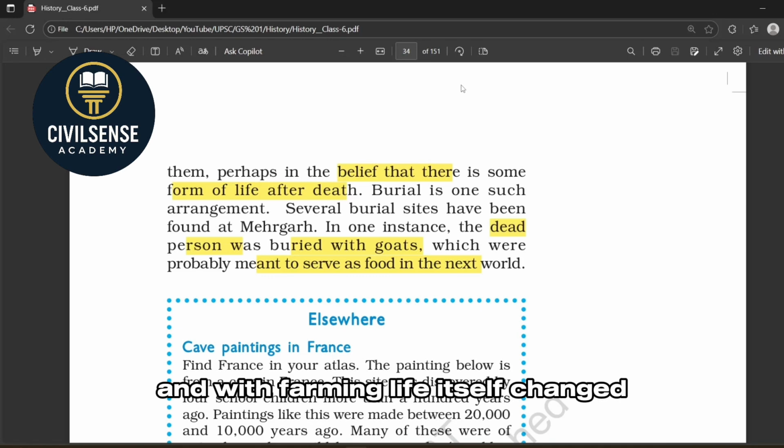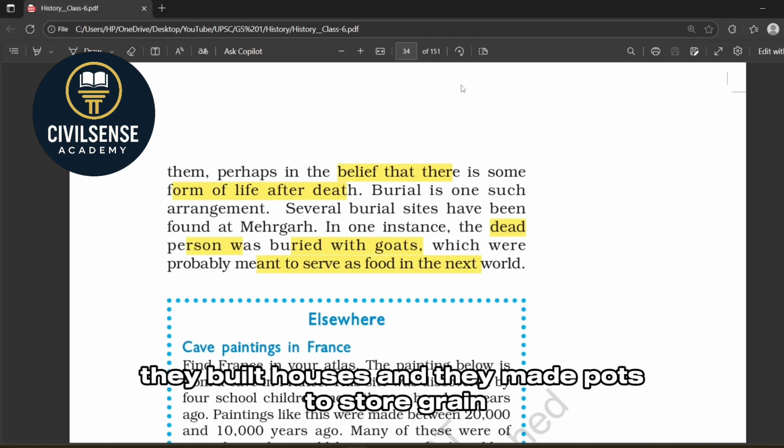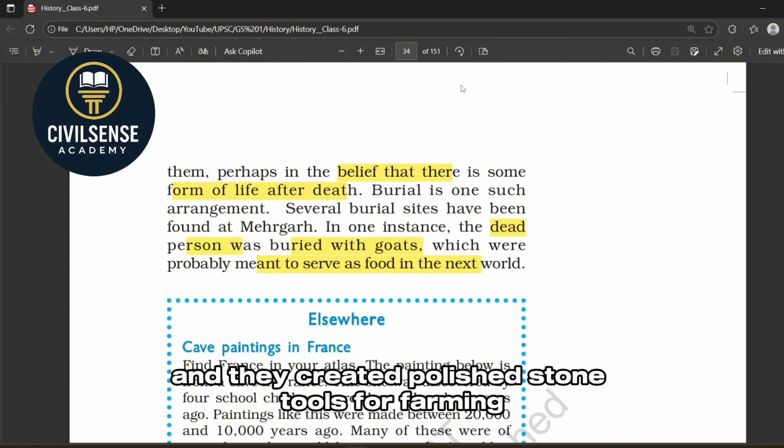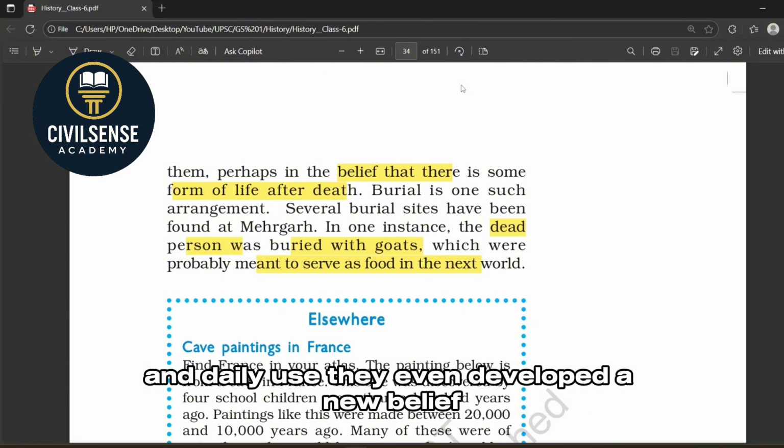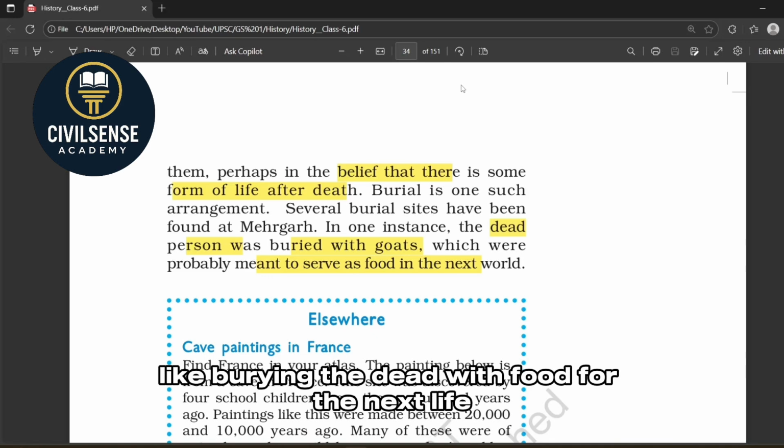And with farming, life itself changed. The people stayed longer in one place. They built houses and they made pots to store grain. And they created polished stone tools for farming and daily use. They even developed a new belief, like burying the dead with food for the next life.